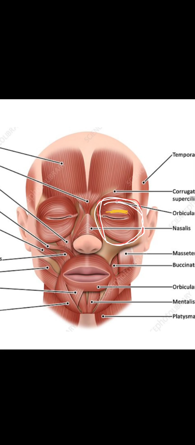Now talking about the second part. The second part is the palpebral part, the group of muscle fibers that are present in the lids, like this one. This is the palpebral part. And the third one is the lacrimal part, that is lateral and deep to the lacrimal sac. So orbicularis oculi. Let's talk about its functions.